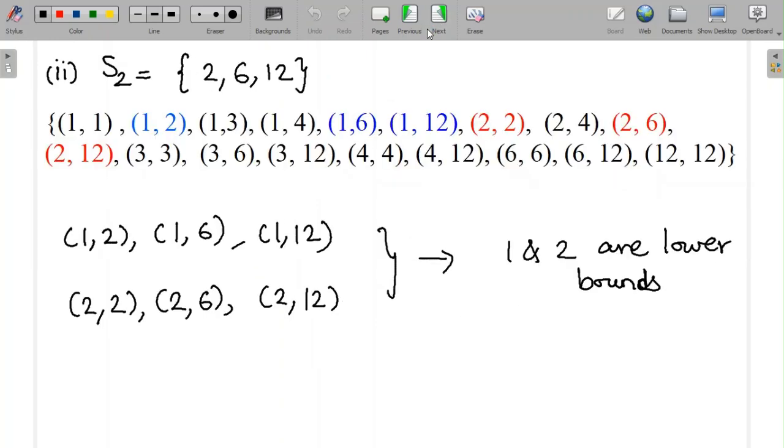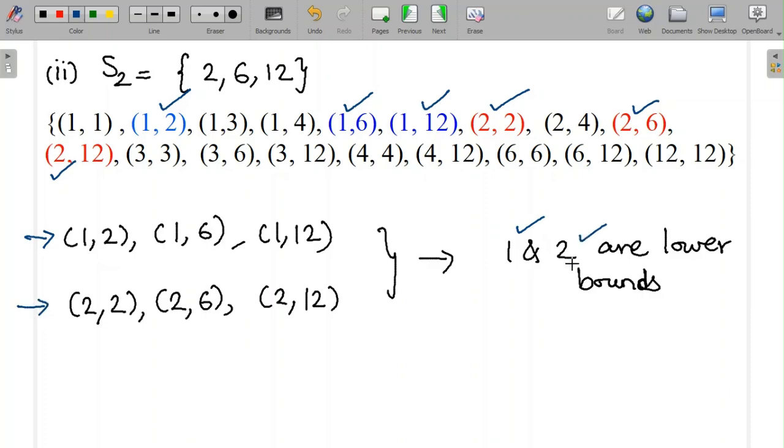We'll consider the next subset 2, 6, and 12. This subset is interesting because it has two different lower bounds here. We identify that 1 is the lower bound because we have 1-2, we have 1-6, we have 1-12. 1 is on the left of all three elements. Also, we find that 2-2, 2-6, and 2-12 are part of the relation. 2 is also on the left. So, this will imply that 1 is the lower bound, and this observation will imply 2 is the lower bound.